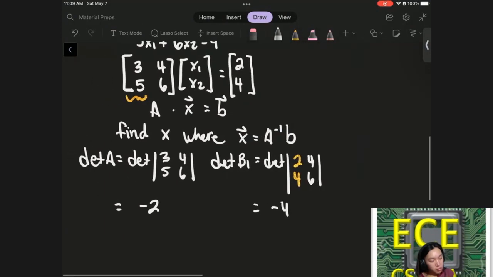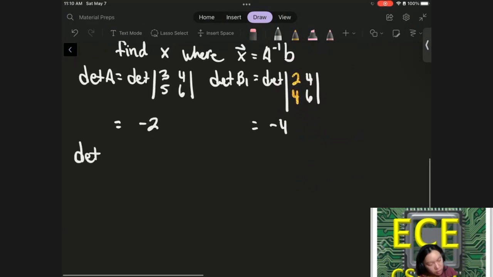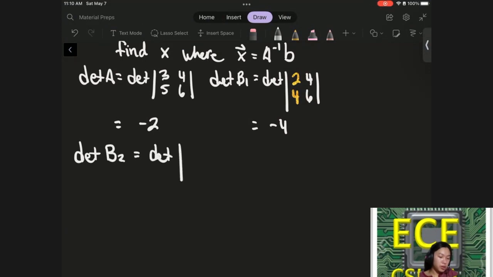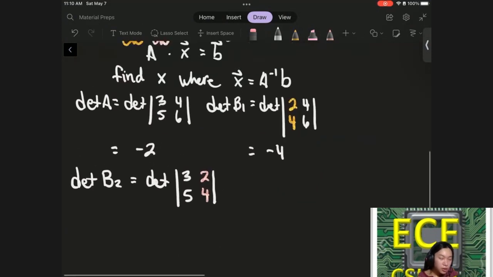I'm running out of space. Now A has a second column, so I'm going to replace the second column with the vector B, and I'm going to call that matrix B2. You'll see in a moment why I'm doing this. What was the first column of A? It's 3, 5, and I'll replace the second column with B, so that's 2 and 4. And that determinant equals 2.